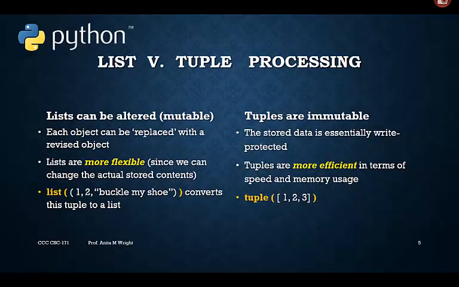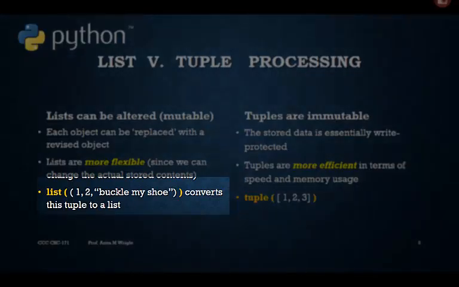Let's take a look at the list data structure versus the tuple data structure in terms of processing. Lists can be altered. They're called mutable data structures. Each object within the list can be replaced with a revised object. The list can be grown. This means then that lists are more flexible, since we can change the actual stored contents or grow the list. If we need or want to convert a tuple into a list, we can do so using the list function, as shown here.